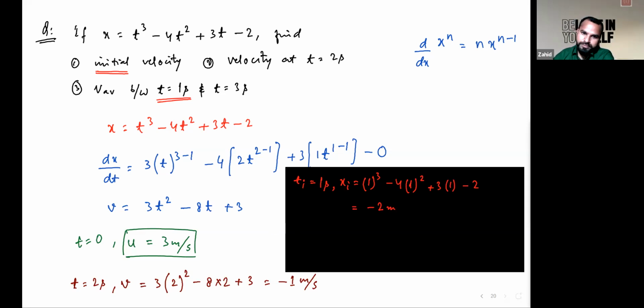Similarly, if you put t final to be 3 seconds, so x final is equal to 3 cubed minus 4 into 3 squared plus 3 into 3 minus 2. 3 cubed is 27. 3 squared 9 into 4 is minus 36. 3 into 3 is 9. So 9 and 27 would become 36, and 36 cancel out. So you will get just -2 meters. Is it clear till this part? Yes.